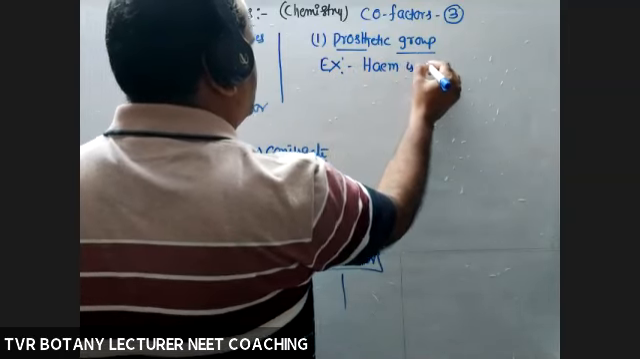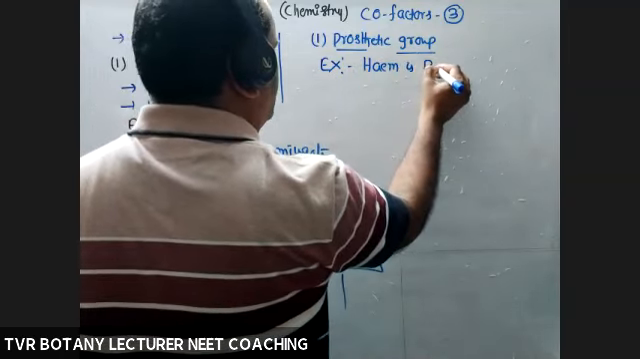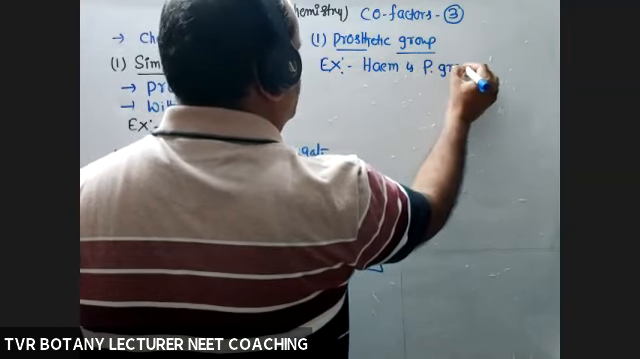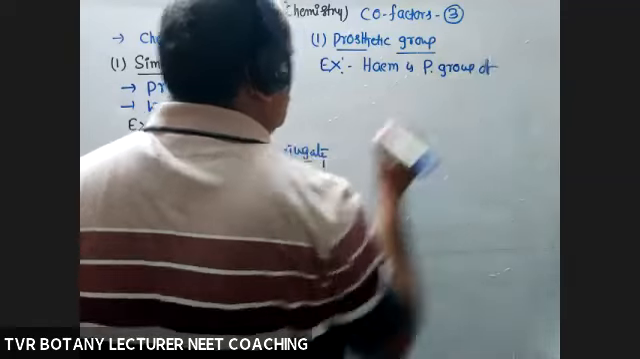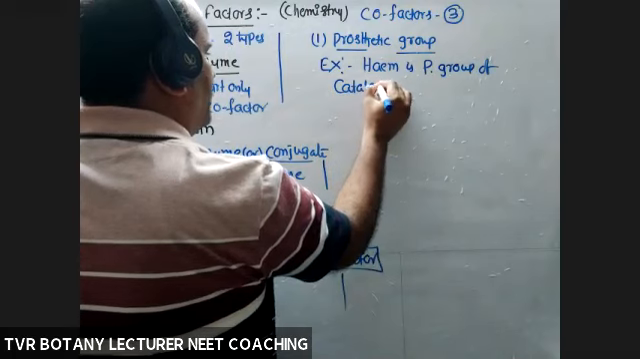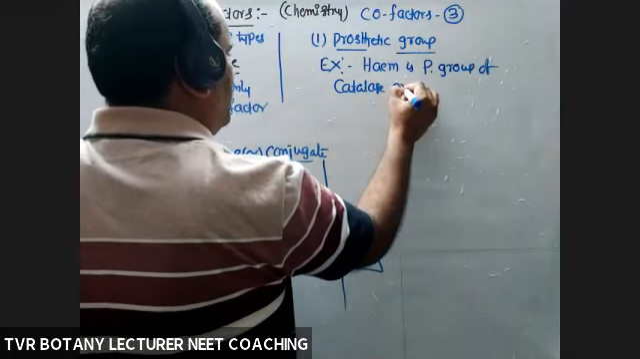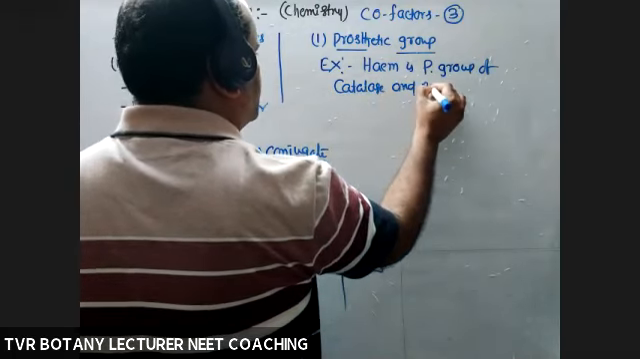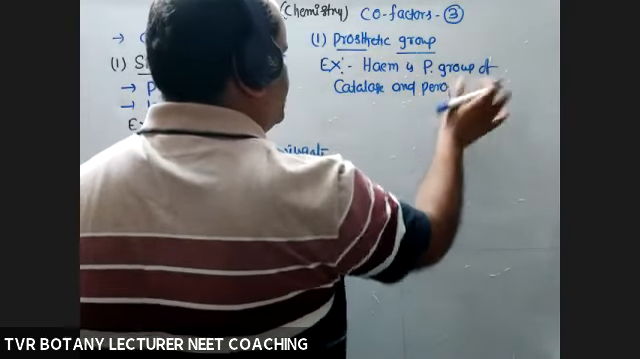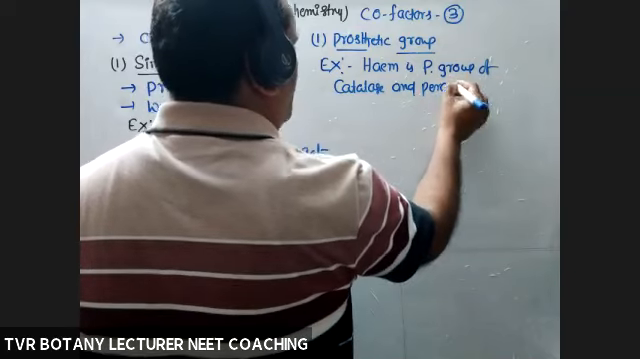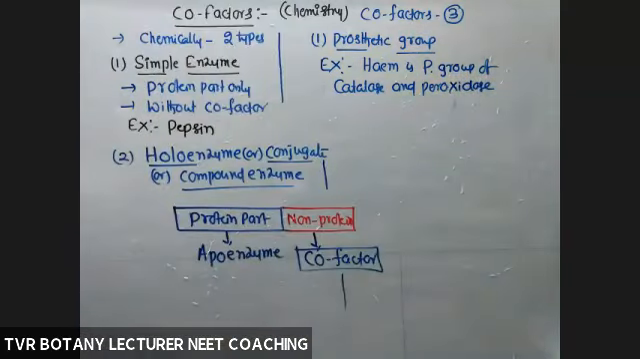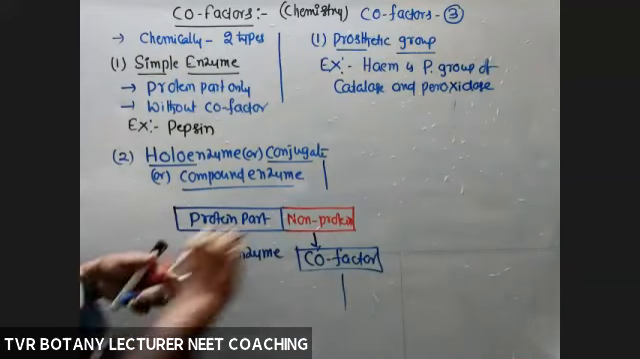Heme is a prosthetic group, PG, of two enzymes. What are they? Catalase and peroxidase. So heme is a prosthetic group.